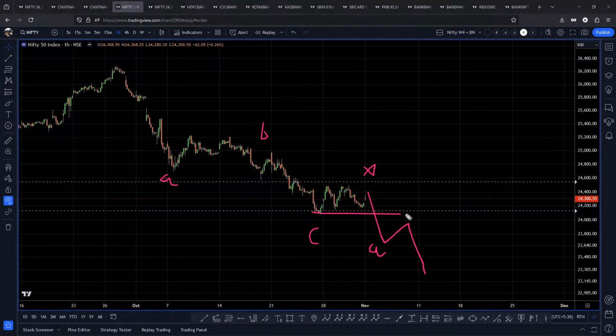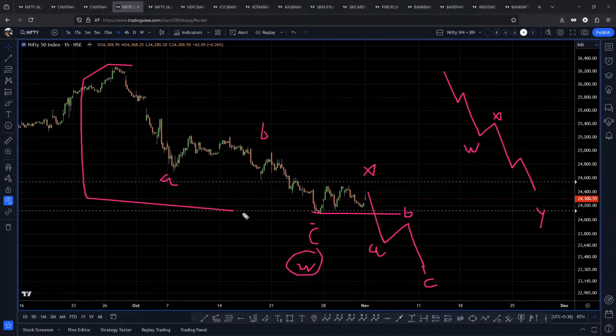This will be what you call a double zigzag formation, which can also be represented by a W, an X, and a Y. So if that happens, we'll call this leg a W, this leg an X. I think the X can take more time, but then again, we don't know these things, and this leg a Y. Right. So if that happens, then we will look for further shorting this market.